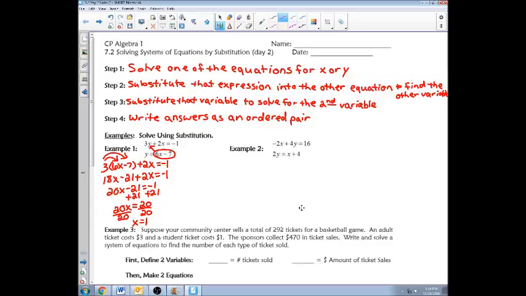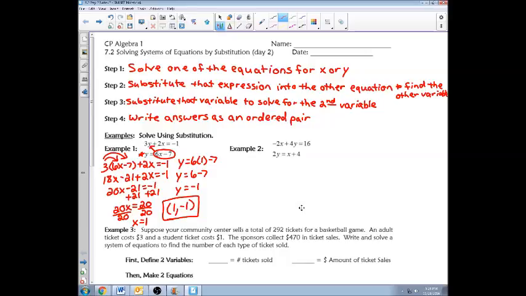Now that I have x equaling 1, what I'm going to do is plug that back into one of my two equations. I'm going to pick this bottom equation here because y is already by itself. So y would equal 6 times 1 minus 7. Y equals 6 minus 7, so y equals negative 1. So my ordered pair would be 1 comma negative 1. All right?